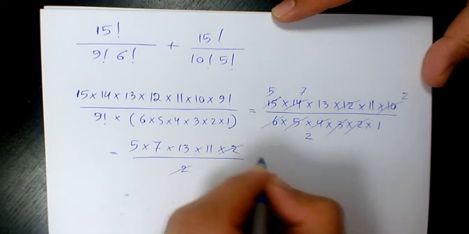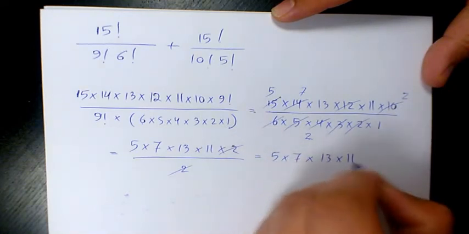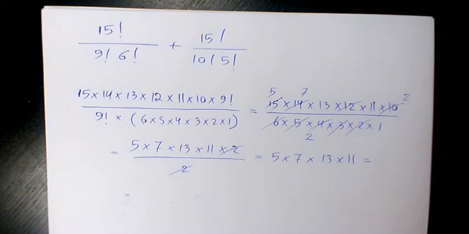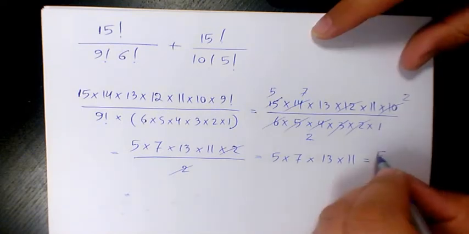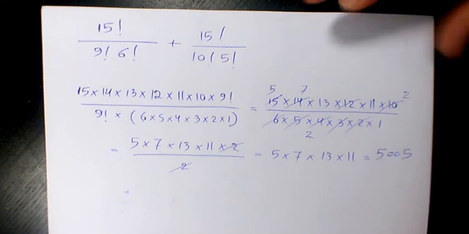Then 2 and 2 cancel out. It's going to be 5 times 7 times 13 times 11, which will be 35 times 11 times 13. That's going to be 5,005. That's basically how we simplify.